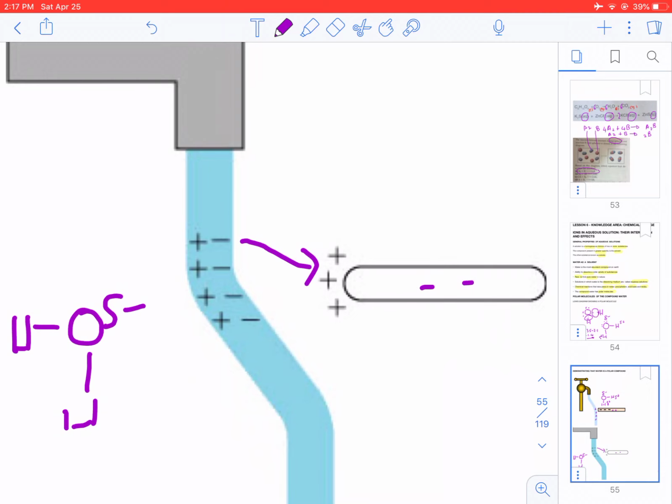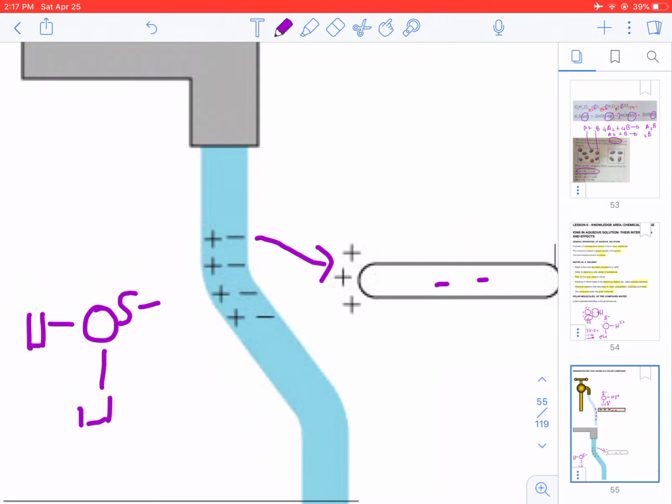Which means that this water molecule, which has polar areas, tends to attract regions of opposite polarity. So the negative end, the oxygen, gets attracted to the positive rod. In another situation, the positive end, the hydrogen, gets attracted to the negative rod.